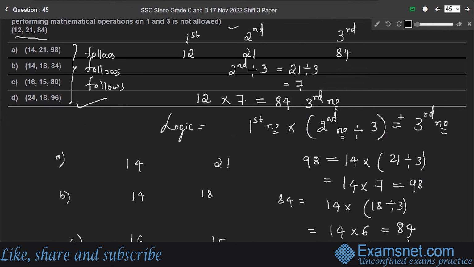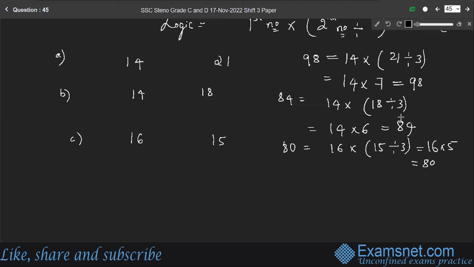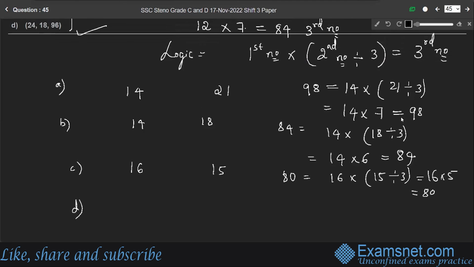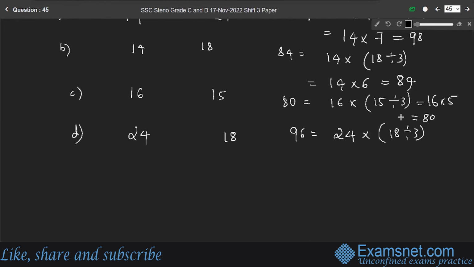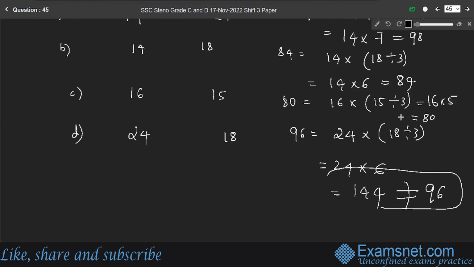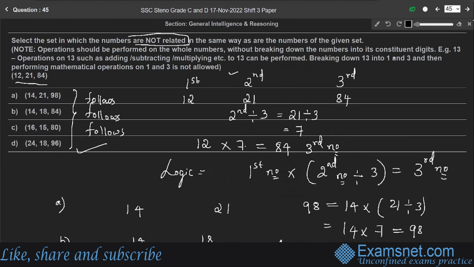So which doesn't belong to the group or which doesn't follow the logic of the set. To verify this, we'll consider the numbers 24, 18 and 96. According to the logic, 96 should be equal to 24 into 18 by 3. 24 into 18 by 3 is 6. So 24 into 6 will give you 144, which is not equal to the third number. Therefore, option D doesn't follow the logic of the given set. So option D is the right answer.